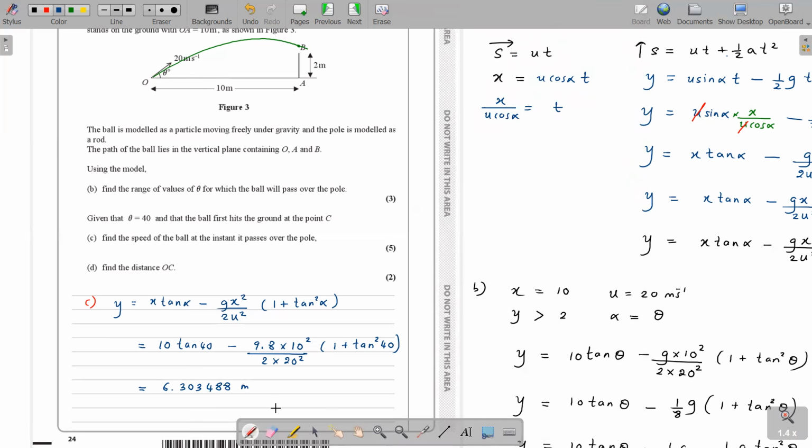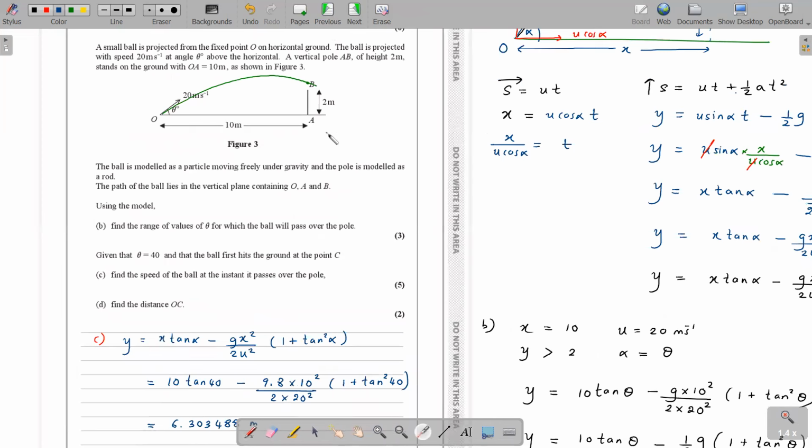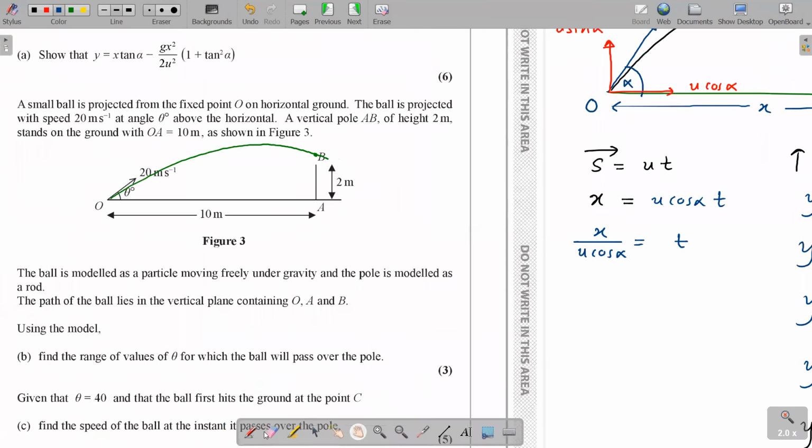Okay, so this is not what I want, however. What do we need to do here? We need to find the speed at this point B. How do we find the speed at the point B? What is the easiest way to find the speed when you reach point B? So there are two ways to find the speed when you reach point B. One way is where you actually find the vertical component and the horizontal component of velocity, and then you find the resultant. That's how you find the speed.